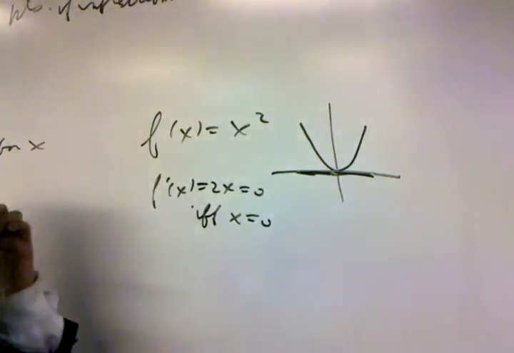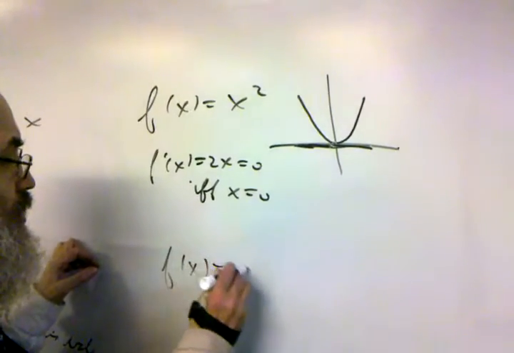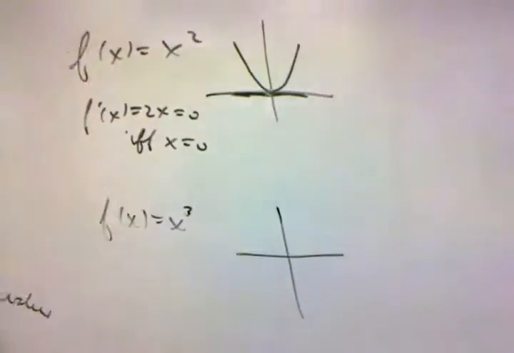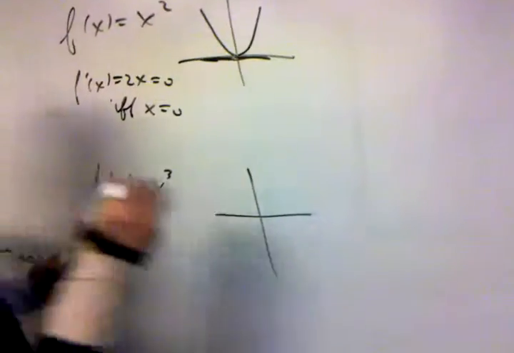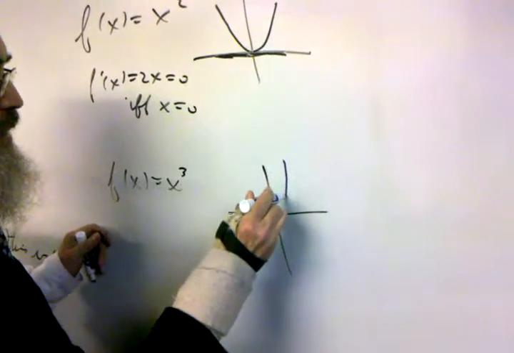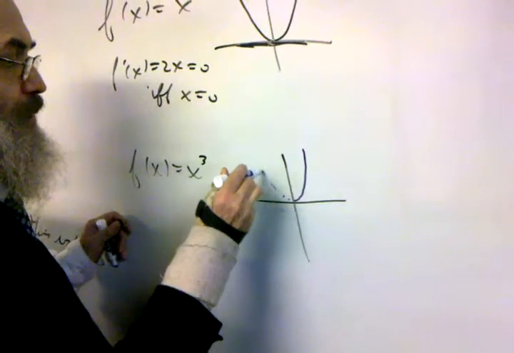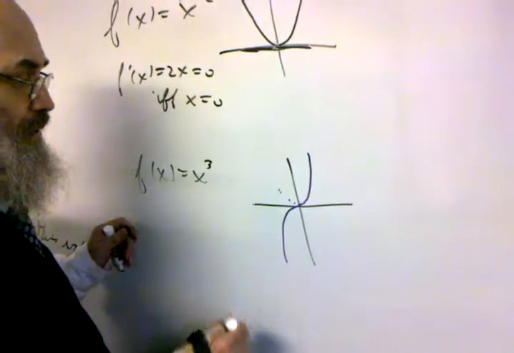Now, why might it not be a max or minimum? If I look at the function f of x equals x cubed, I'm going to draw this in color so you can see it. It looks very interesting. The function is coming down like this. It looks like I'm going to have a minimum there, and I would think the function might go back up, but it doesn't do that. Instead, the graph goes like that, sort of a reversed S.